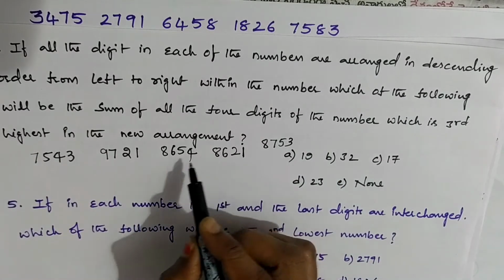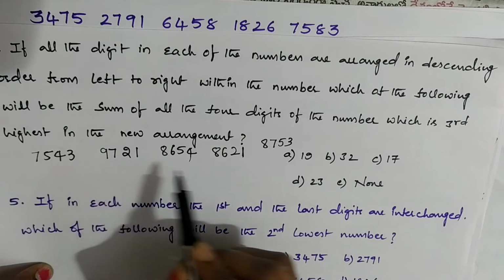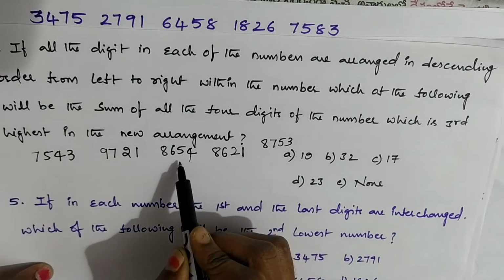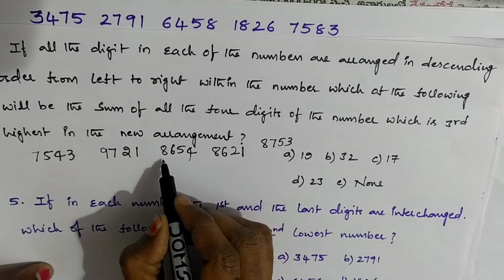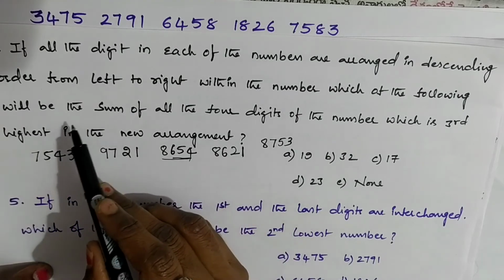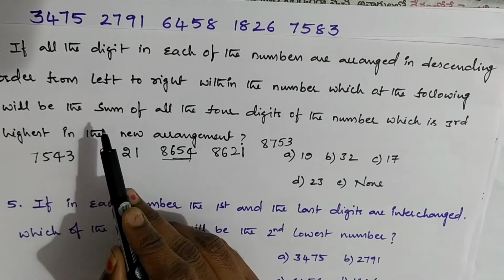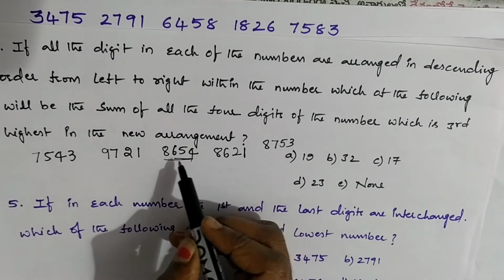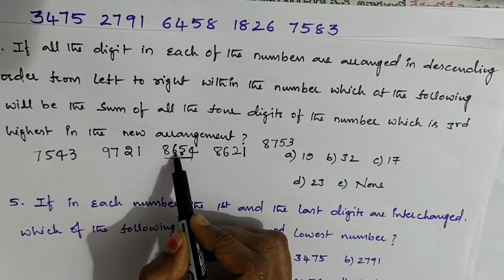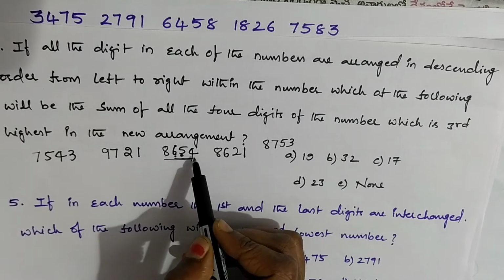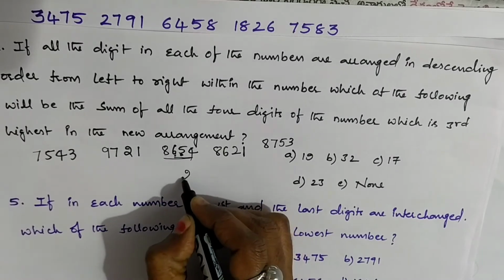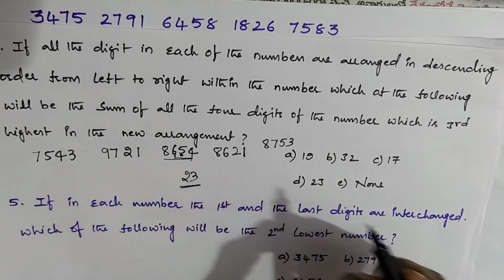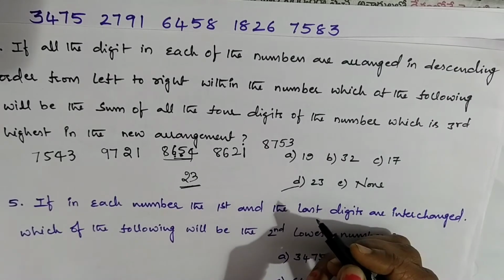What is the third highest? First, second and third. This is the third highest. Then the sum of all 4 digits of the number. 8 plus 6 is 14, 14 plus 5 is 19, 19 plus 4 is 23. Answer is 23. D is the right answer.